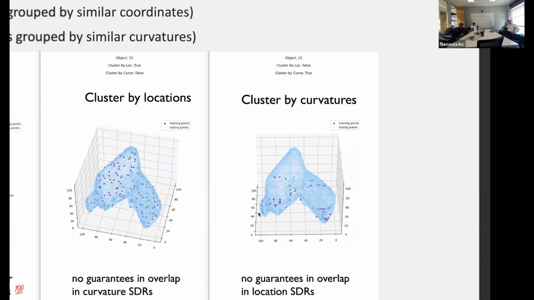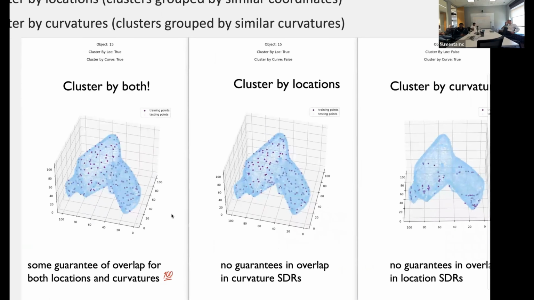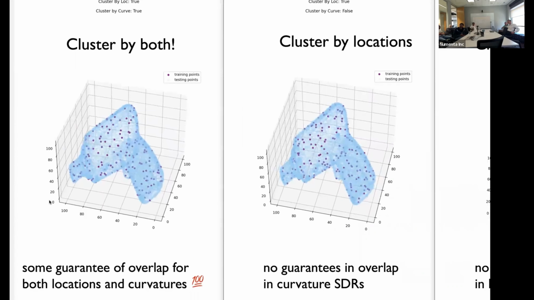But there's a problem with both of those methods. In the first case, there's no guarantee of overlap in the curvature SDRs if I'm only looking at locations, and vice versa. If I was only clustering by the curvatures, there's no guarantee of overlap for the location SDRs. So a reasonable middle ground that I found worked well is to do both. That's the image that you see here all the way on the left. It's clustering by both, and there's some guarantee of overlap for both locations and curvatures.